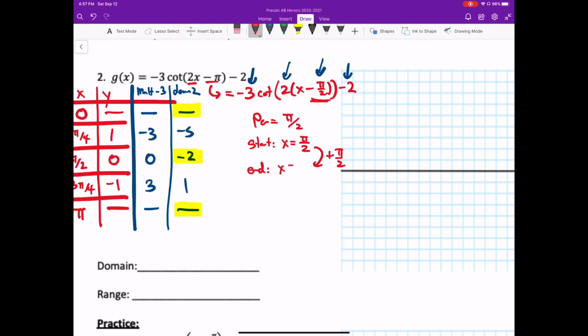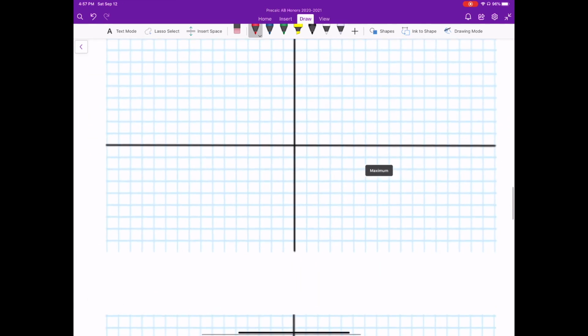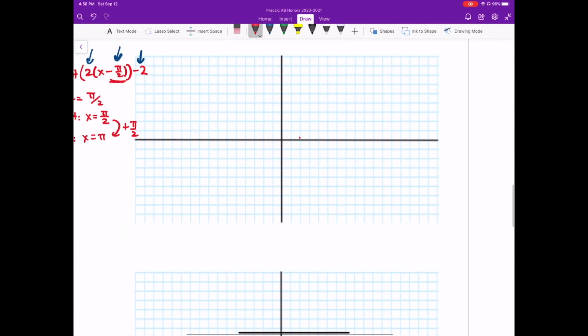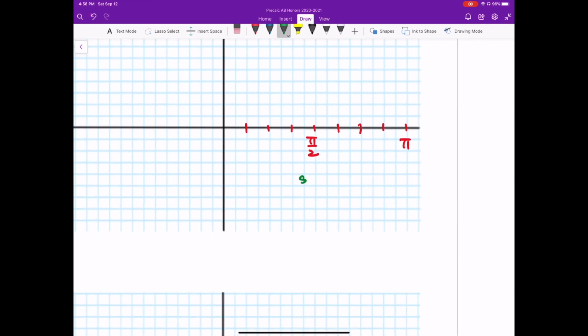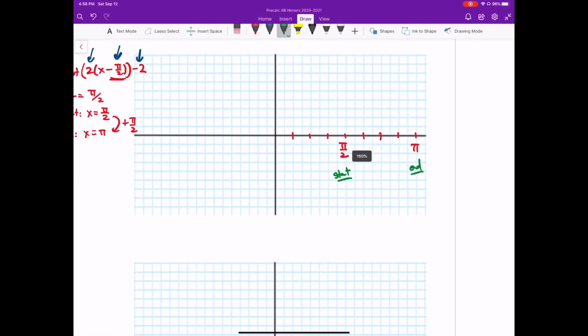So this is actually very similar start to the last one. You do want to keep an interval of 4. So we're going to have intervals of 4: 1, 2, 3, 4. That's going to be pi over 2. 1, 2, 3, 4. That's going to be pi. This is where we're going to start, and this is where we're going to end our first period.